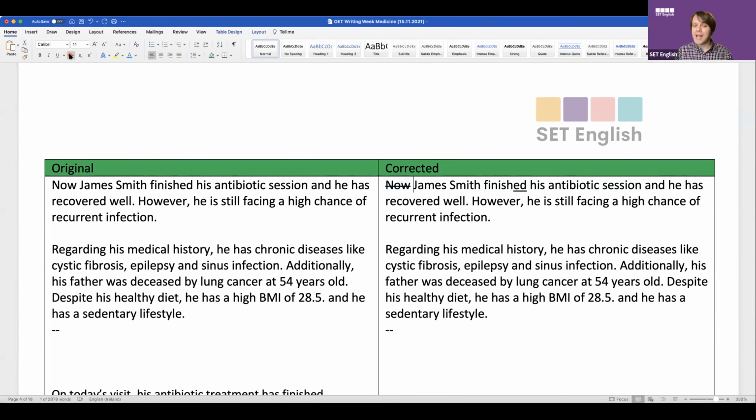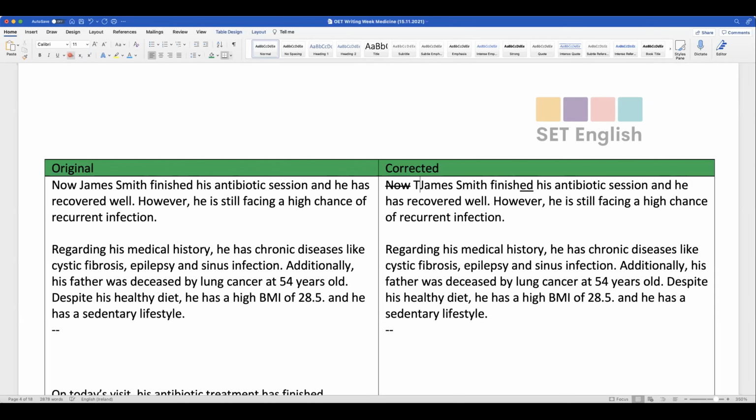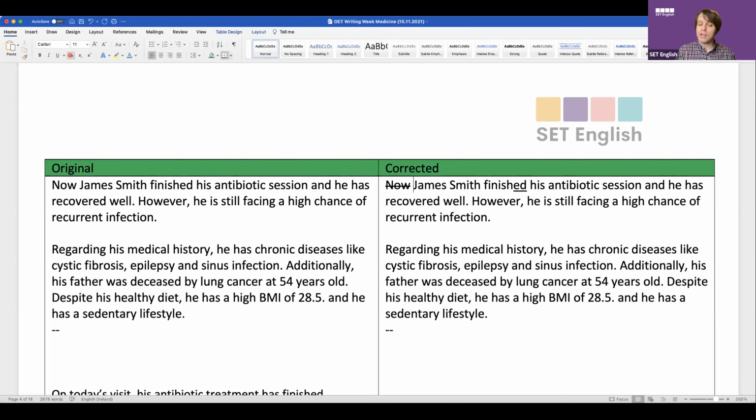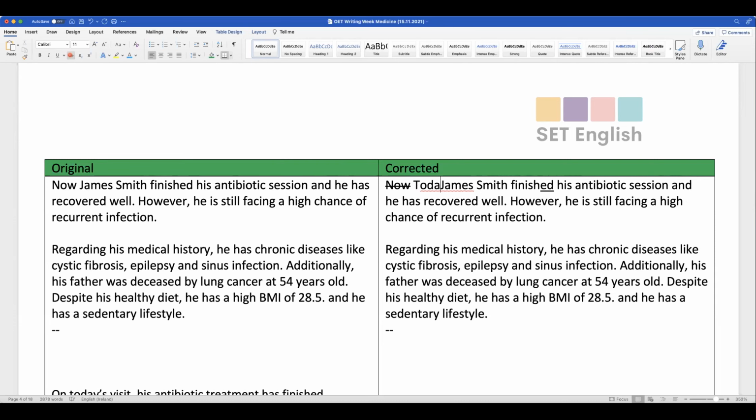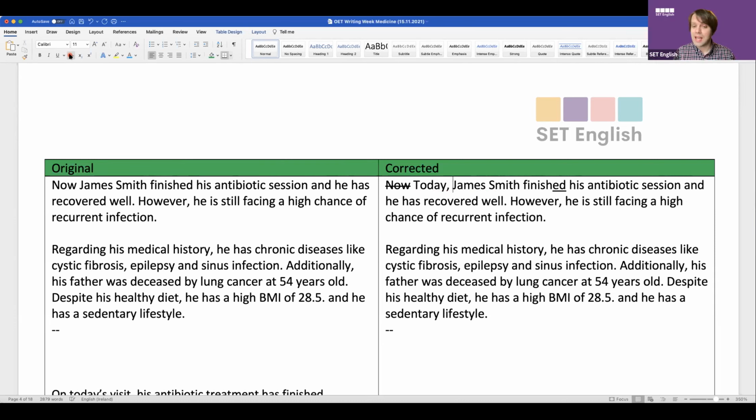We don't start with now when it's today. What do we say, guys? Currently. Currently, yeah. Say currently, or what else can we say? Today. Today, we know it's actually today, don't we? The day we're writing is the same day as the last visit. So I'll go with today. It works better than currently. So: Today, James Smith finished his antibiotic session.